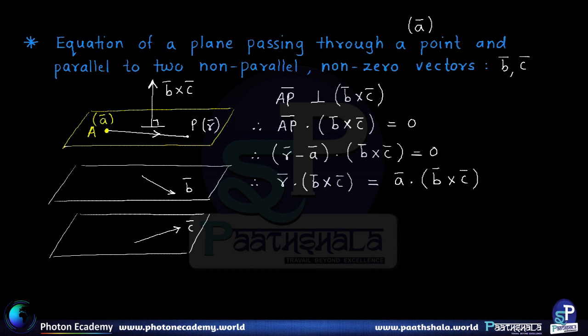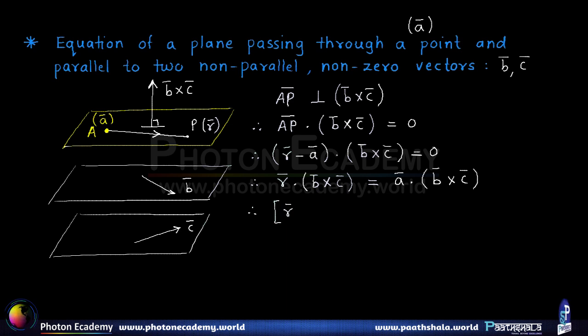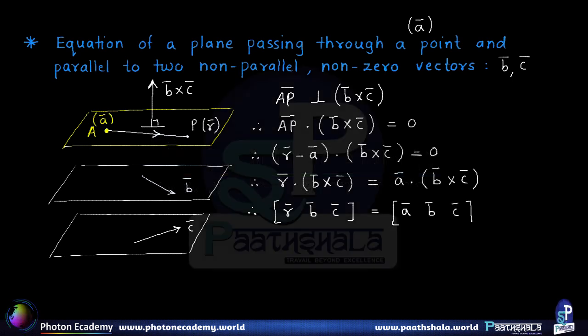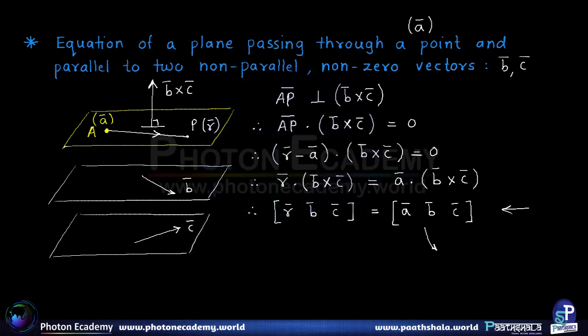And from vectors we know that both sides represent scalar triple products, so we can also denote that in the box, that is, the box product of r, b, c must be equal to the box product of a, b and c. And we know that the box product is nothing but the determinant of all the coefficients of the three vectors. So this is the equation of the plane which is passing through a given point and parallel to two non-parallel non-zero vectors.